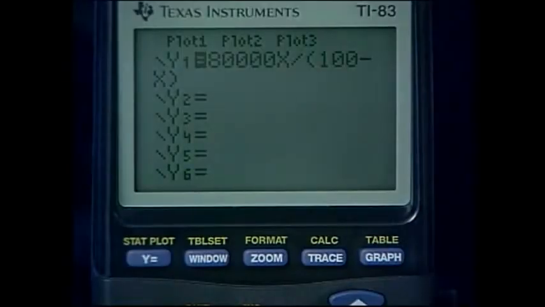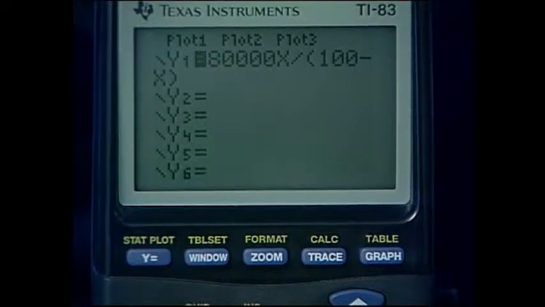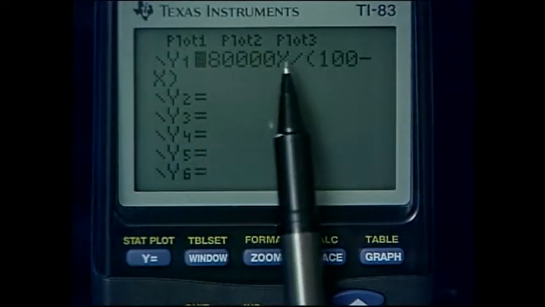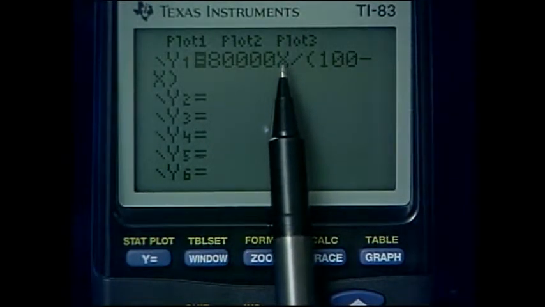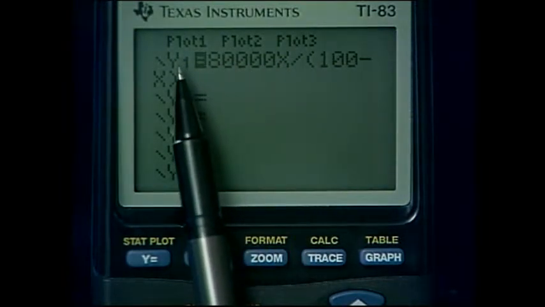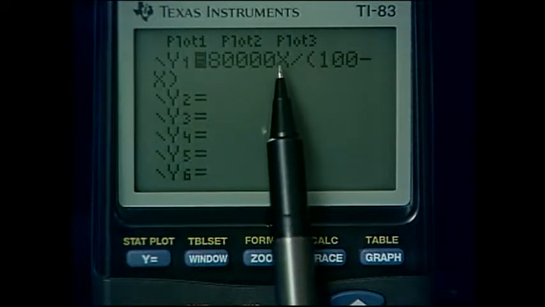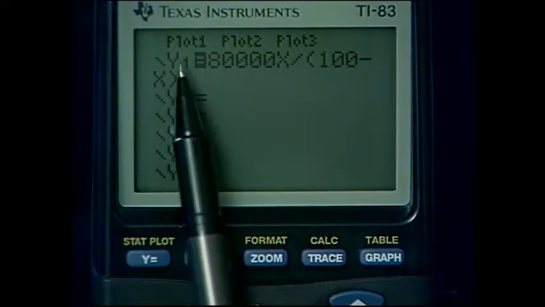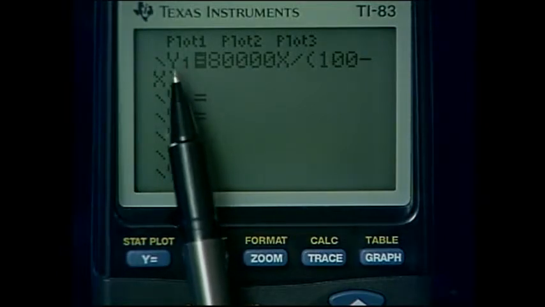Now, I've already entered the equation onto the calculator. It's important to understand that x is playing the part that p plays in the equation. So x corresponds with p, and y corresponds with c. So x is some percent of pollutants removed, and y is the cost of removing those pollutants.